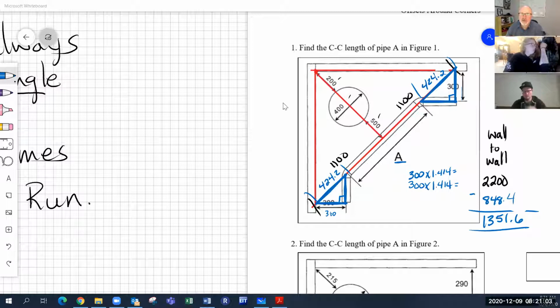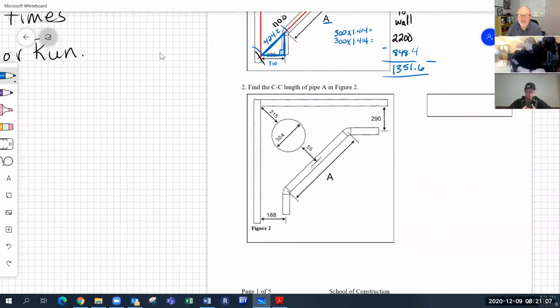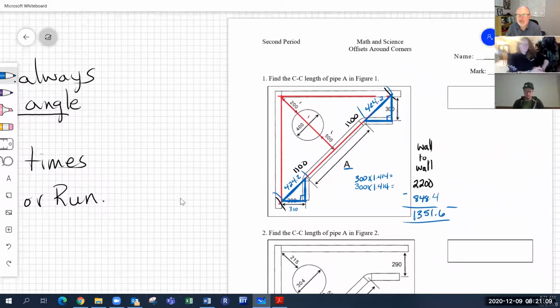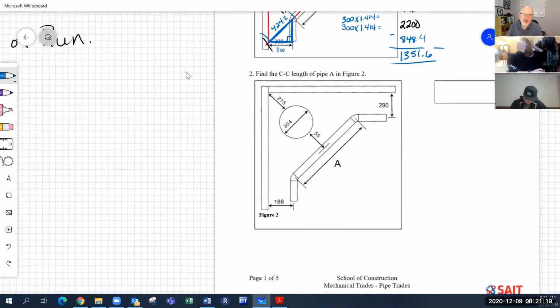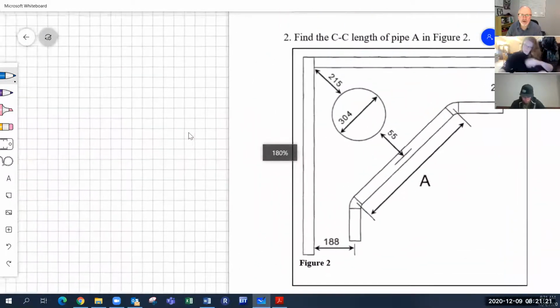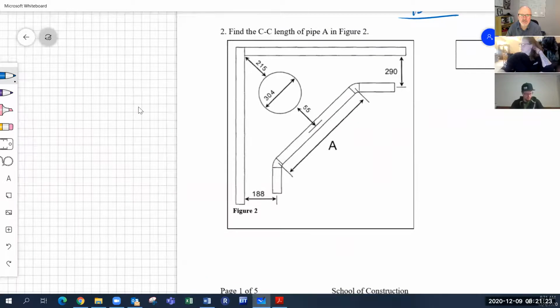So there's the first one. Any questions? Pretty easy, right? We just drew a couple of triangles and we could solve for that pipe. So let's go to number 2 here. Get that in the center. Everybody see that okay? I just don't want to make sure I'm hiding anything here.